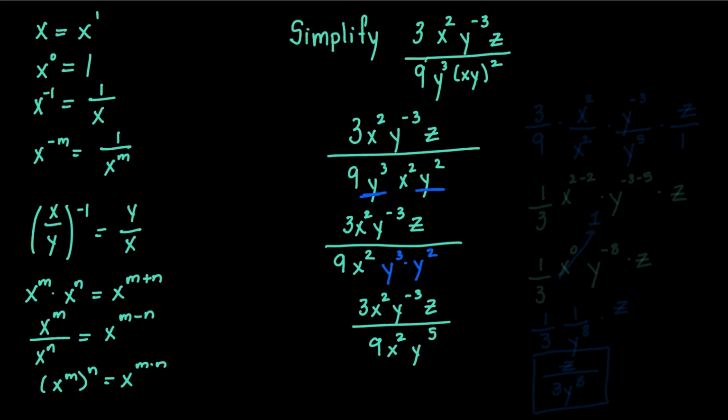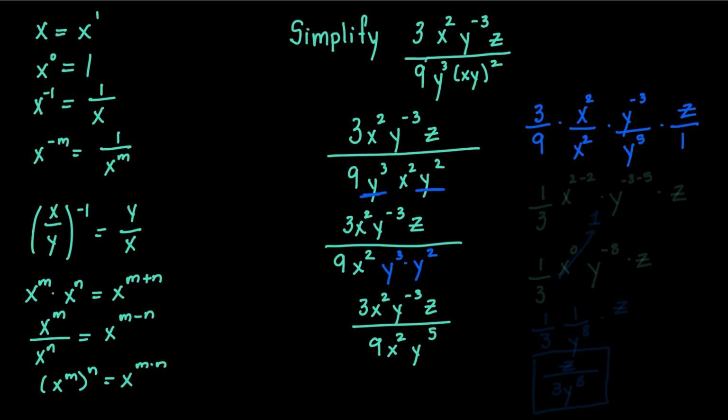So now that I've done the numerator by itself, the denominator by itself, now I look up, down. So what I'm going to do is put the things together that belong together. 3 and 9 are both numbers, so they can be simplified together. X squared over x squared, those can be simplified together. Y to the negative 3 divided by y to the fifth can be simplified, and then z will stand on its own over 1.